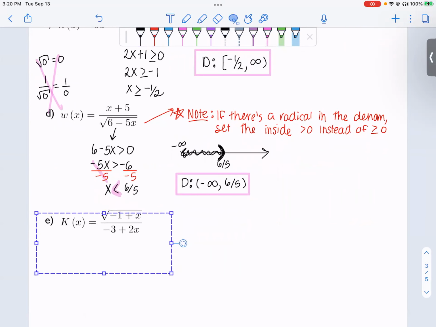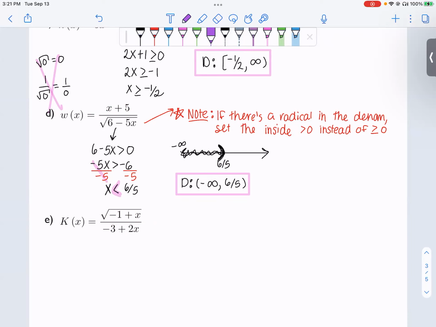Finally, let's look at part E, which is definitely a difficult one because there's a few things going on here. In part D, we didn't worry about the numerator because the numerator isn't part of the denominator, for one, and two, the numerator didn't have a radical in it. Here, we have a radical in the numerator, and then we also have denominator stuff to deal with. So we have to take care of both issues.